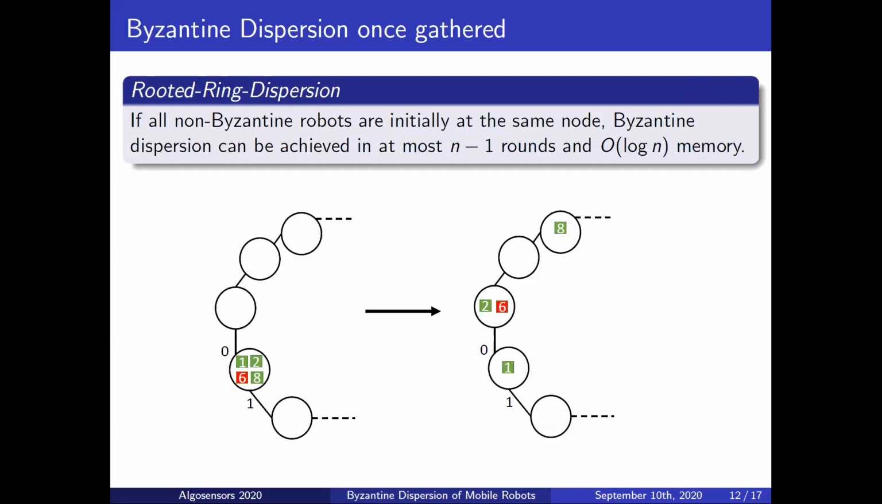So robot 1 is the lowest, it'll stay at its node. Robot 2 should move to the next node. Robot 6 should move 2 nodes down. But 6 was Byzantine, and so it didn't act accordingly. Robot 8, it sees it's the highest in this list, and so it moves 3 nodes down. It's a very simple way to achieve dispersion using only log n bits of memory. The only catch is all the non-Byzantine robots have to initially be at the same node.